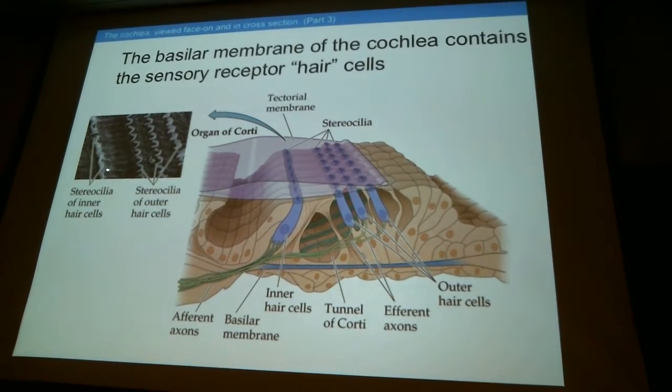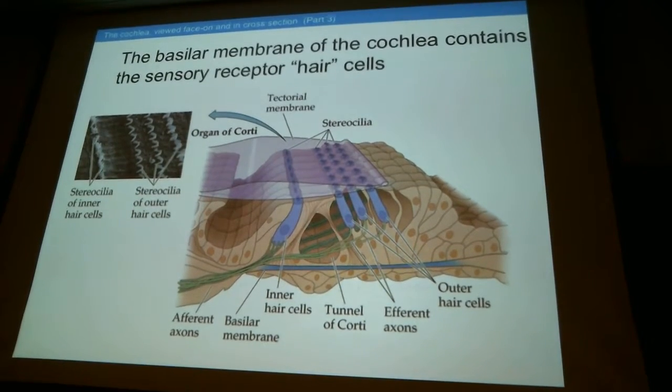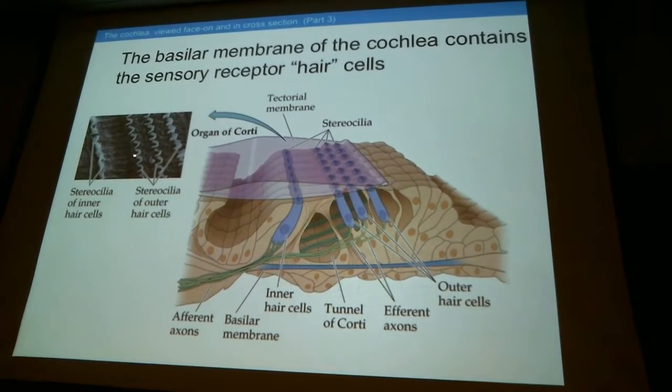There are the inner hair cells. That's this purple row here. And then there are three rows of what's known as outer hair cells. In both of these cases, they're sort of the main body of the hair cell. And then you have these stereocilia poking out of the top of the hair cell. And this is an electron micrograph showing the arrangement of the stereocilia.